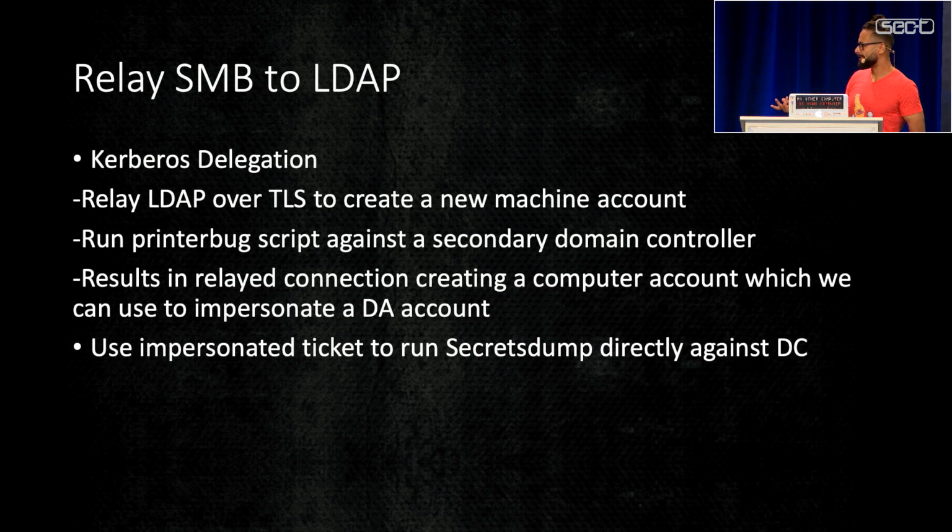You're running the printer bug or spool bug script once again, and you're now initiating a connection from domain controller 1 to domain controller 2, and as a result, you have now created a computer account in Active Directory, and you can impersonate a DA admin and run secretsdump, which is a great tool that will just dump everything without even, I've never even had a flag before.